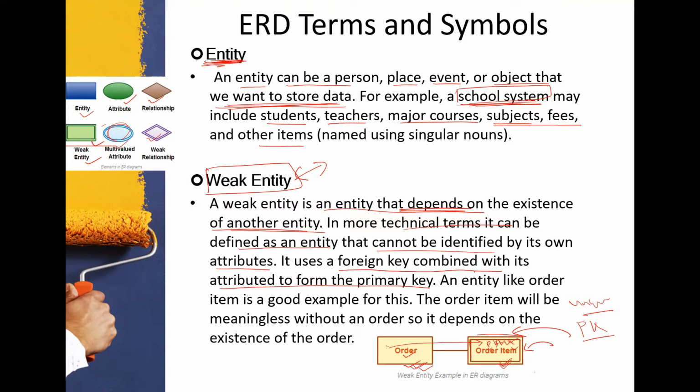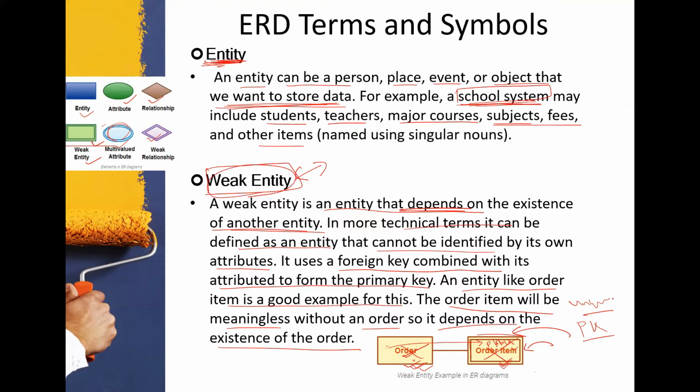Okay? So an entity like order item is good example for this. The order item will be meaningless without an order. So it depend on the existence of the order. Kalau order ni tak ada, ini pun tak wujud. That's why we call it as the weak entity.